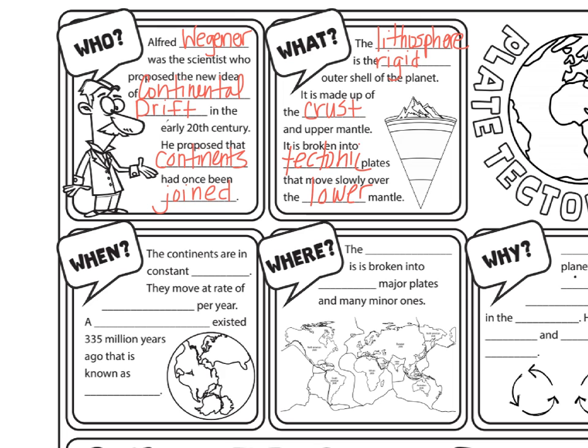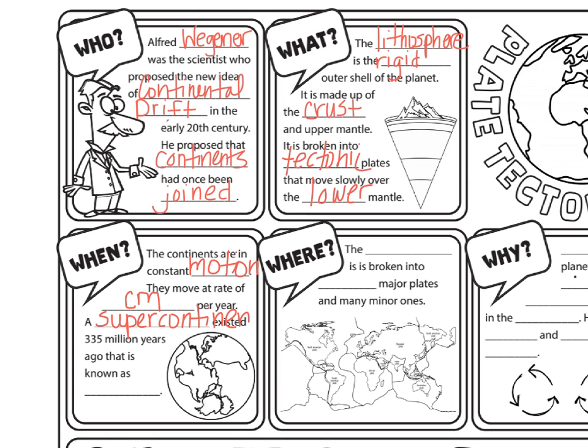And so the second one here, when, if you look down here, says that the continents are in constant motion. They move at a rate of centimeters, so I'm going to put cm per year, and that there used to be a supercontinent.